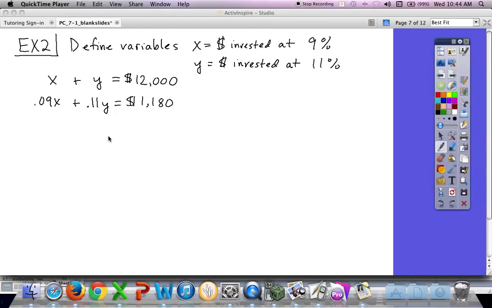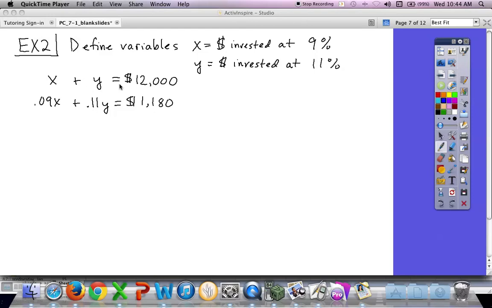So there are 2 things we don't know. We don't know how much money is invested at 9%, and we don't know how much money is invested at 11%. There are our 2 variables. Therefore, we need 2 equations. One equation is, whatever amount we invest at 9% and the amount invested at 11%, it adds up to $12,000. That's how much money we have to invest.